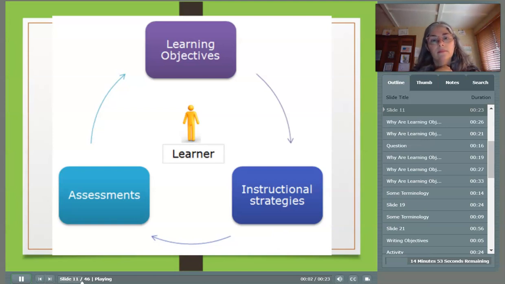I thought this visual would be helpful, not for notes, but just to think about. In the middle you have your student. Your learning objectives help to drive your instructional strategies. Those instructional strategies can help to guide how you're going to assess your students, which feed back into your learning objectives. It should be a very clear and well-aligned circle.